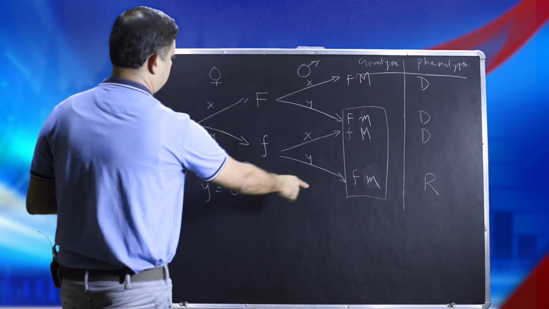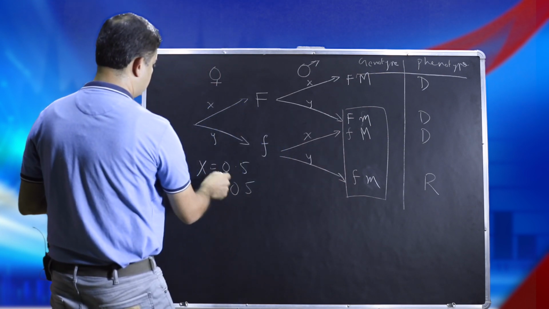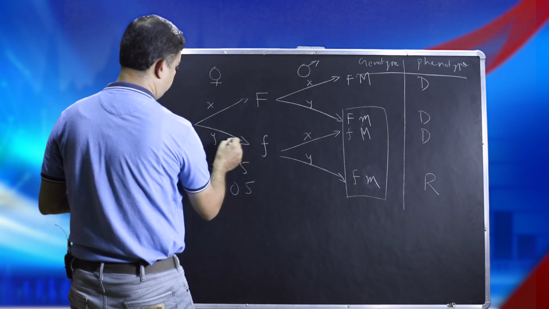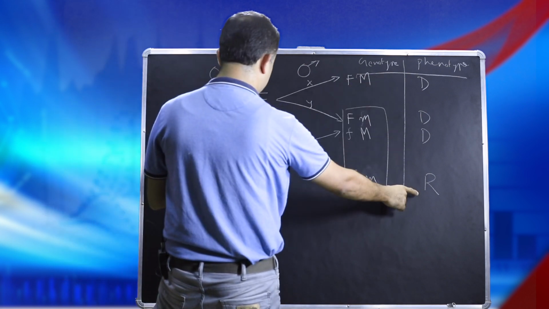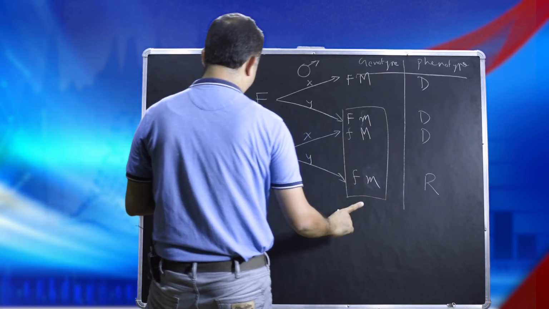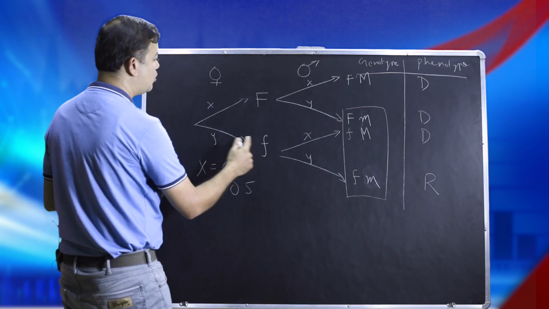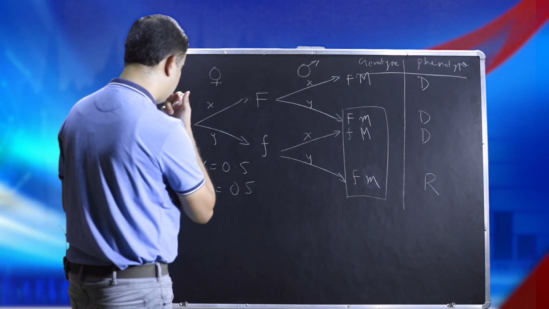Now if you calculate the total frequency, it is 0.5 and 0.5. If you calculate, the combined frequency is going to be 1. So that is what x square plus 2xy plus y square is equal to 1 is, basically the Hardy-Weinberg equation. So that is exactly what it is.